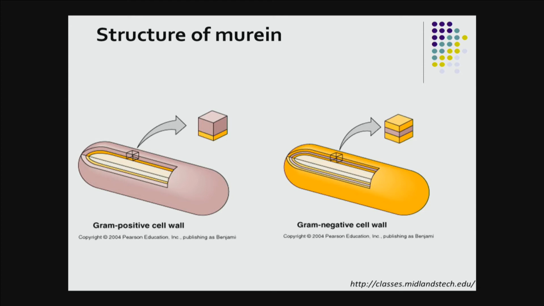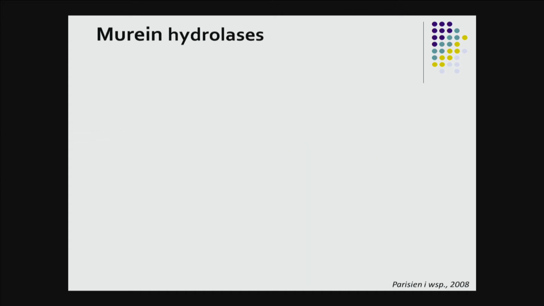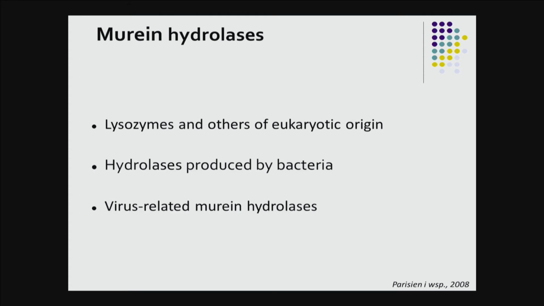And here we have a comparison of two types of bacteria. Gram-positive bacteria have, in yellow, the plasma membrane and a thick, multi-layer murein cell wall. Gram-negative bacteria also have the outer membrane, and this is a problem for using murein hydrolases, because the enzyme cannot access its substrate, the murein. So murein hydrolases are less effective against gram-negative bacteria. And we can define murein hydrolases by origin: lysozyme and eukaryotic, bacterial, and virus-related murein hydrolases.